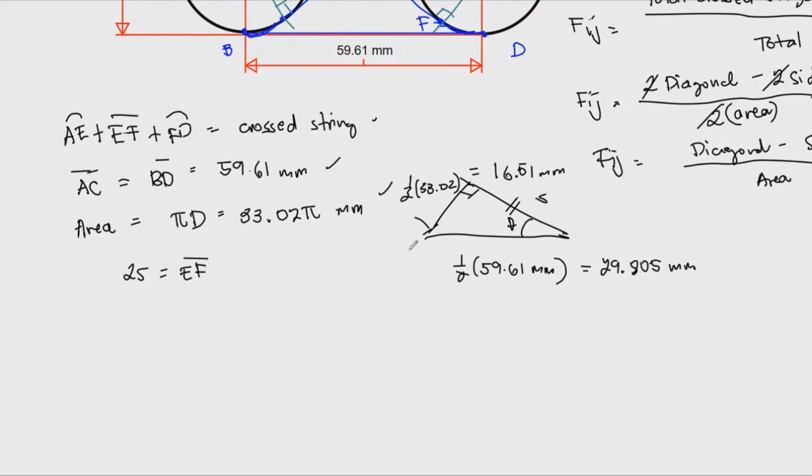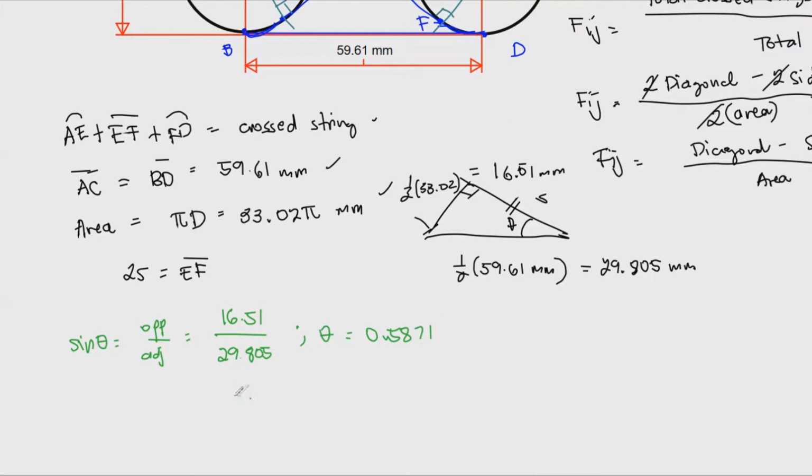So if I will be finding theta, I can just take out theta here, and we could use the relationship for sine, because the sine of theta is equal to the opposite over the hypotenuse. In this case, that's 16.51 divided by 29.805. So theta will be the arc sine of that value, and I will be getting 0.5871 in radians.